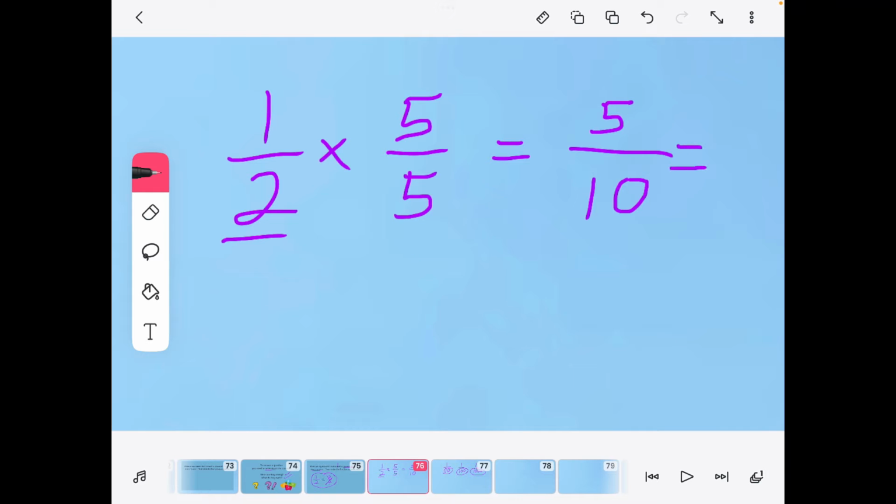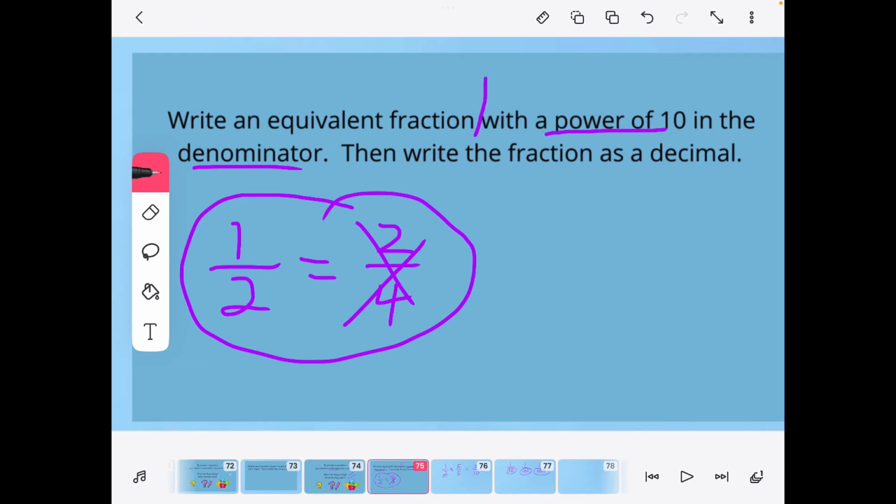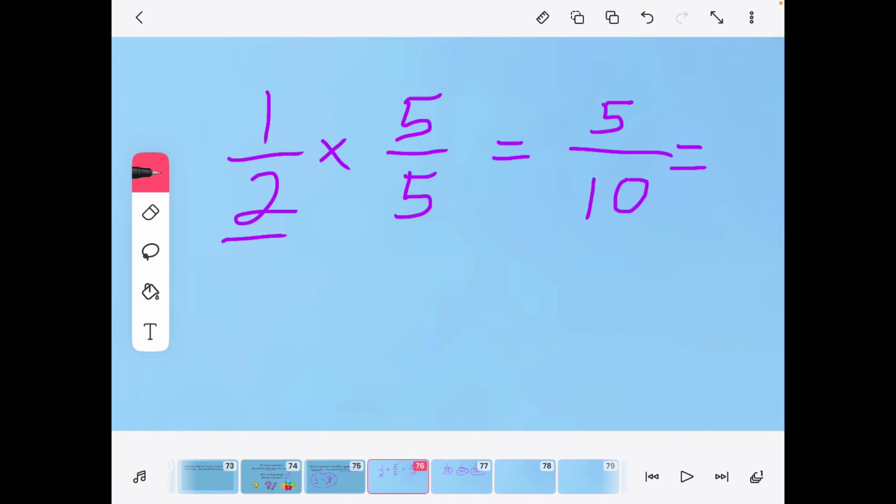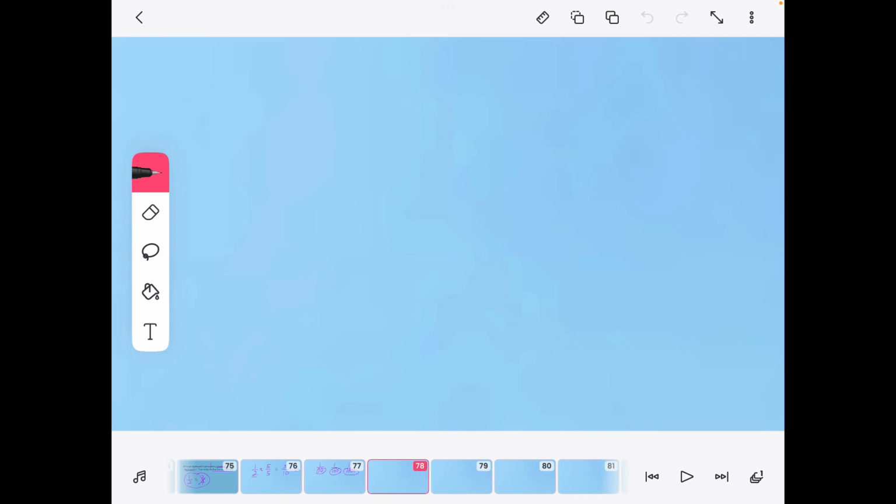What's the question? Then write the fraction as a decimal. We have to convert it. Okay? So how do we do that? We go over here and we write 0.5. Okay? Let's try another one.